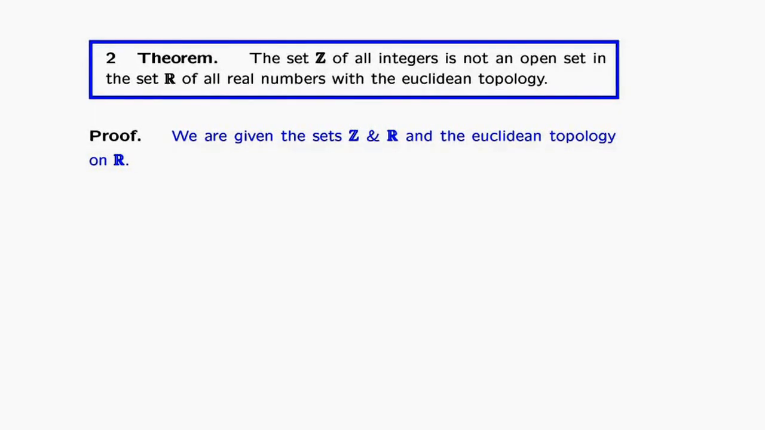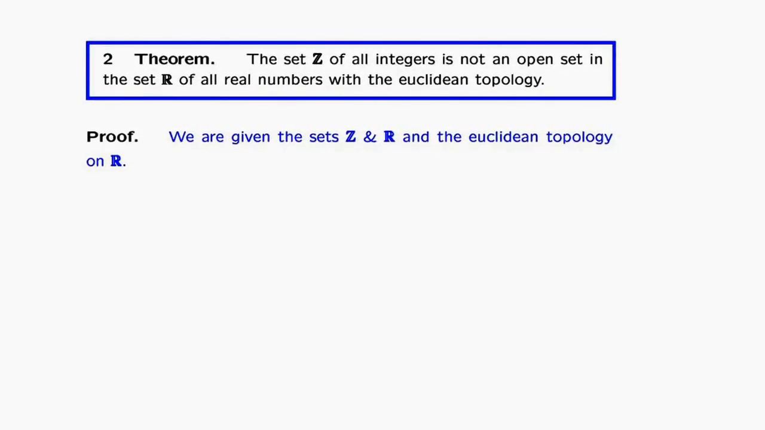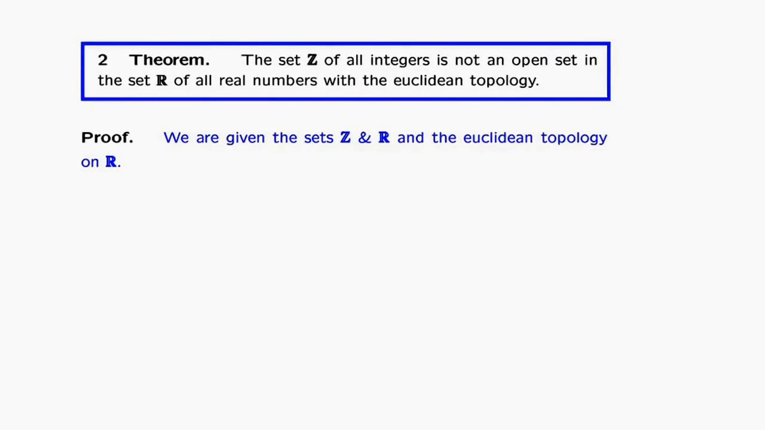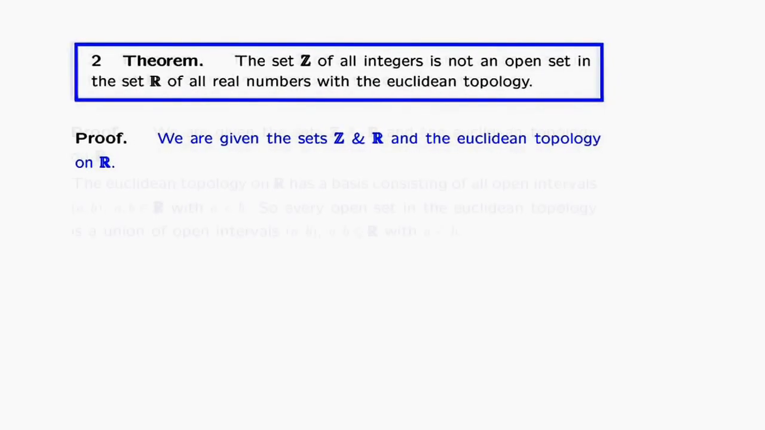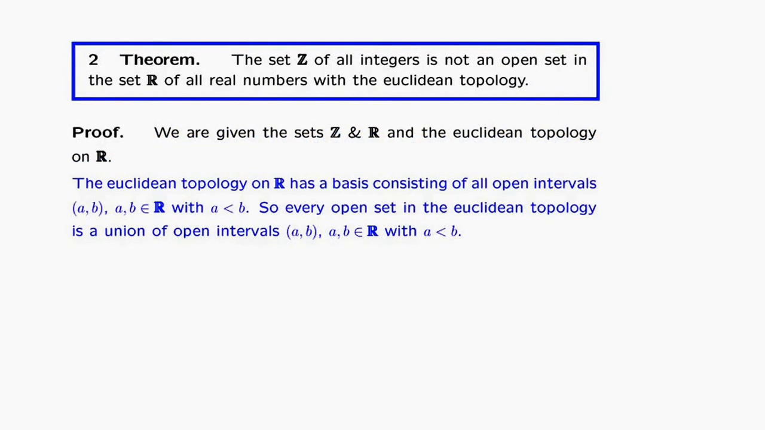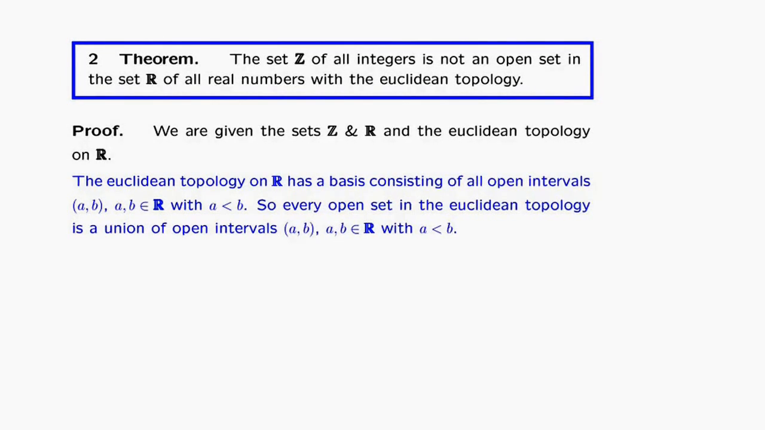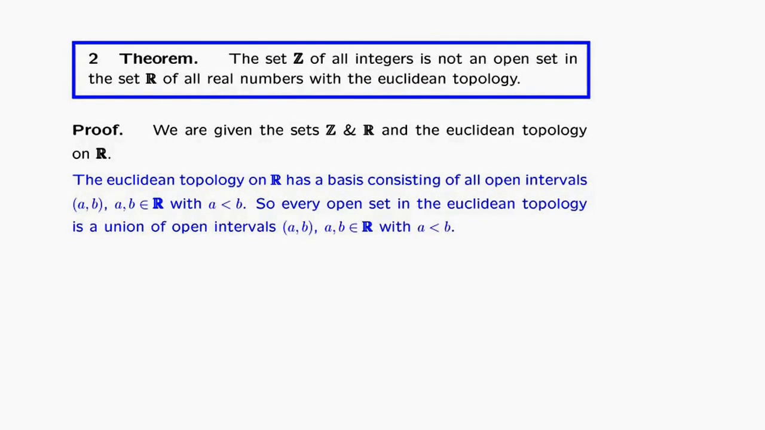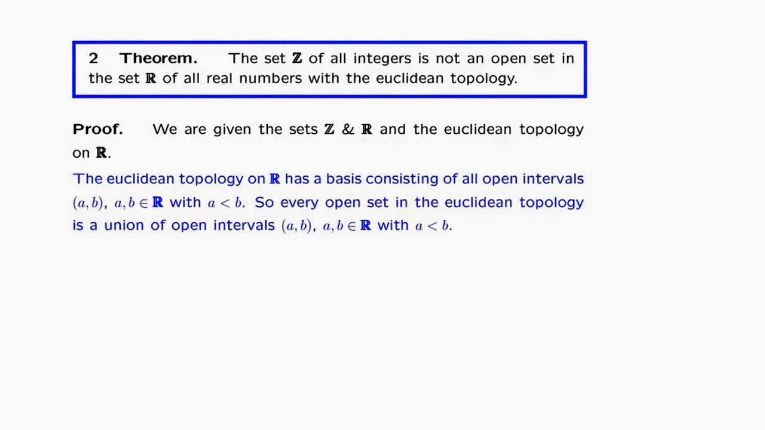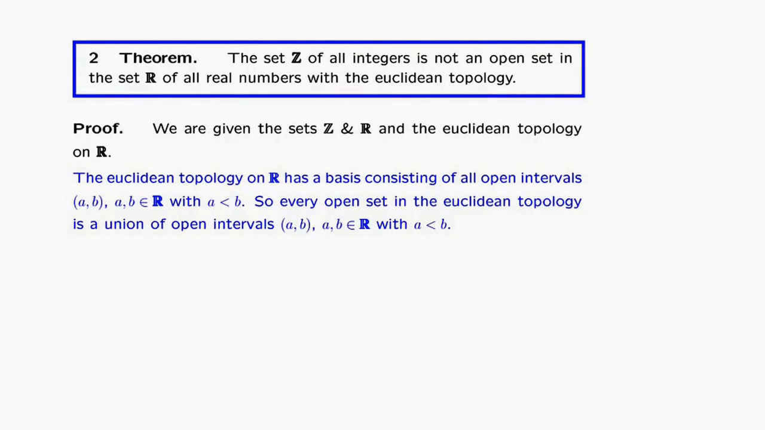Next, we write down the definition of any technical term in what we are given. So the Euclidean topology on R has a basis consisting of all open intervals (a, b), where a and b are in R and a is less than b. And every open set in the Euclidean topology is then a union of open intervals (a, b).